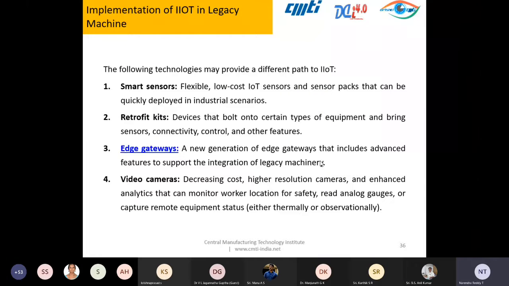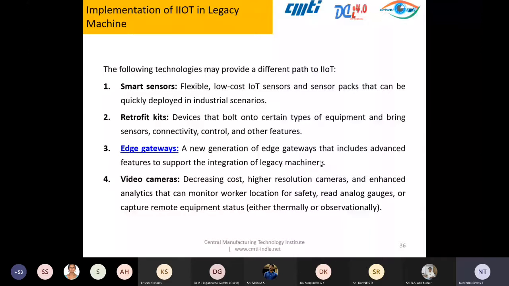One is smart sensors. If you want only some information from the machine, like machine status or productivity monitoring, just by mounting one current sensor you can make your machine smart. And if you are very particular, like I said, about M2M kind of connectivity, then you have to change the complete motor, drive, and controller.